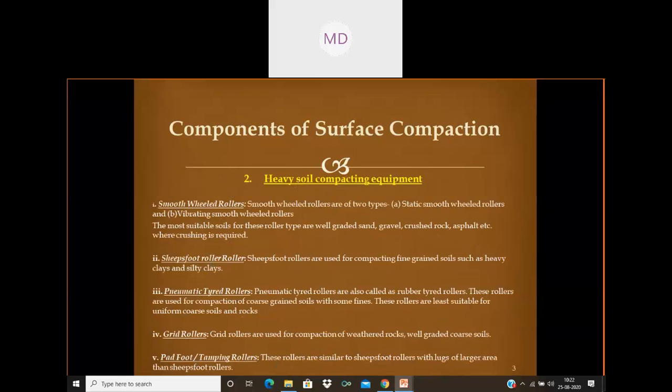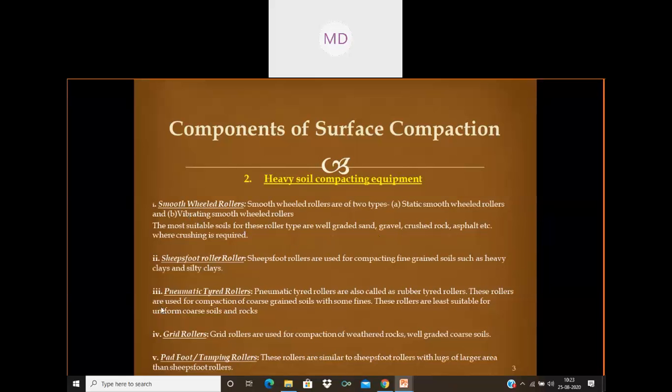These smooth wheeled rollers are classified under two categories: static smooth wheeled rollers and vibrating smooth wheeled rollers. In the case of a vibrating smooth wheel roller, vibration is applied. The name is already given. The most suitable soils for these rollers are well graded sand, gravel, crushed rock, asphalt, etc. So where crushing is required, we apply smooth wheeled rollers. Depending on the situation, we will decide whether to take a static smooth wheel roller or a vibrating smooth wheel roller. Then sheep foot roller is also a kind of roller.